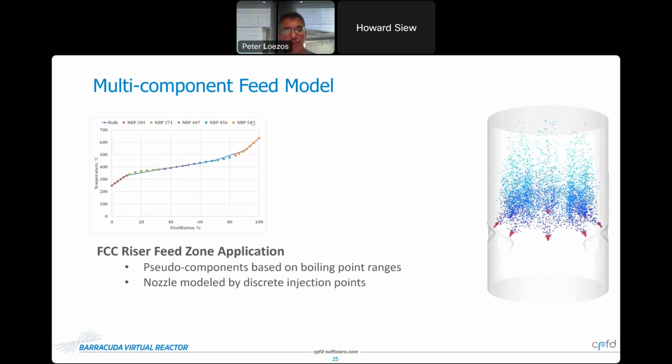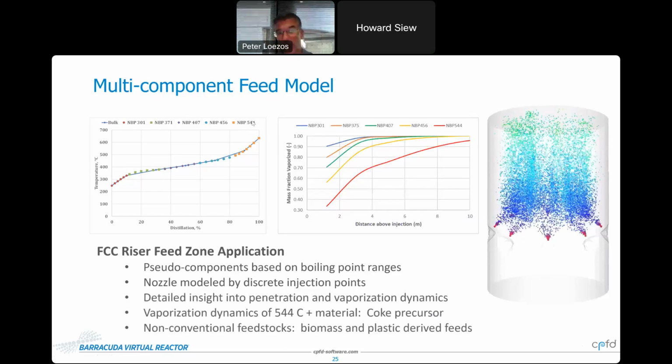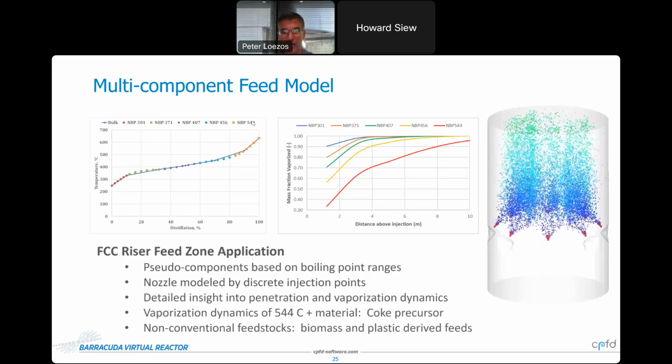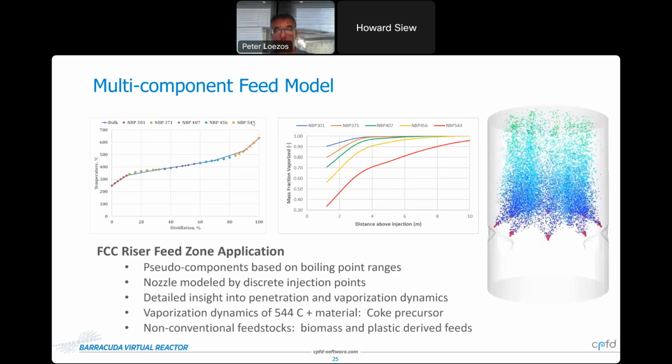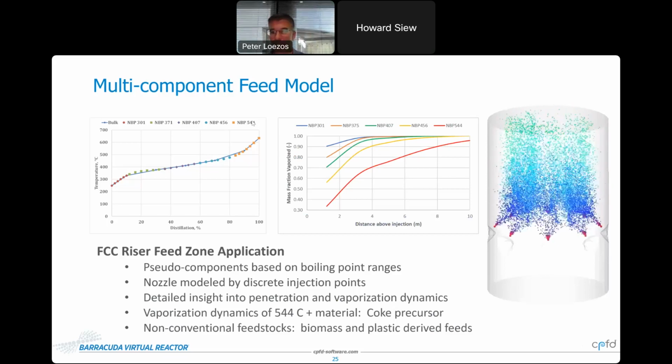So once we have a description of the feed, we then have to model the nozzle. There are several approaches you can take here. One approach we take is, let's just say you have a nozzle with an end cap that has 12 holes, we'll model those 12 holes by discrete injection points such that you get the desired spray pattern. Again, full cone, flat fan, whatever you have. And once we have a description of the feed, and once we've modeled the nozzle, we can get detailed insight into the penetration and vaporization dynamics of the system.